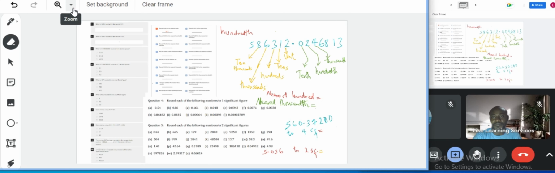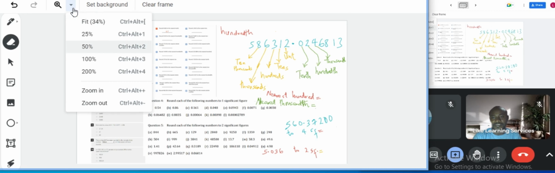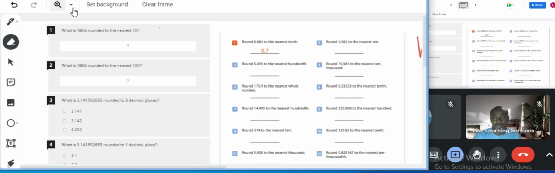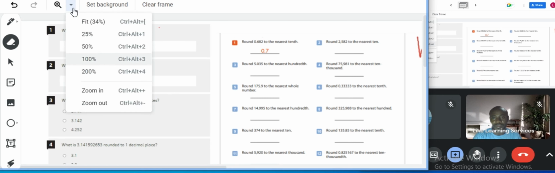Right? Yes. Okay, so let me zoom it in a bit so that we can see it better.